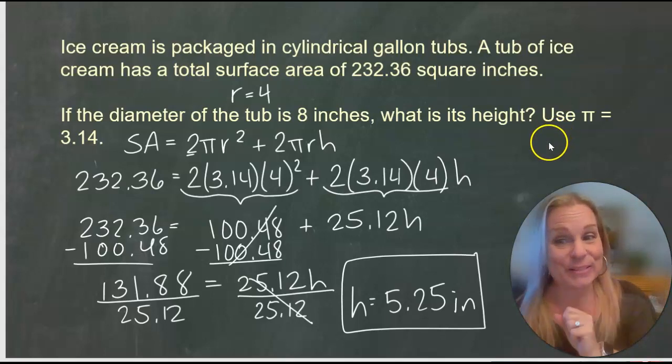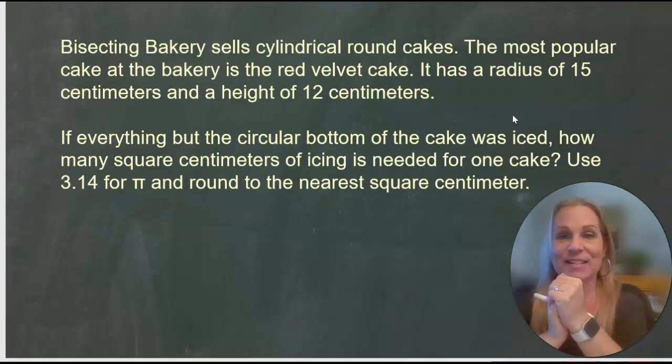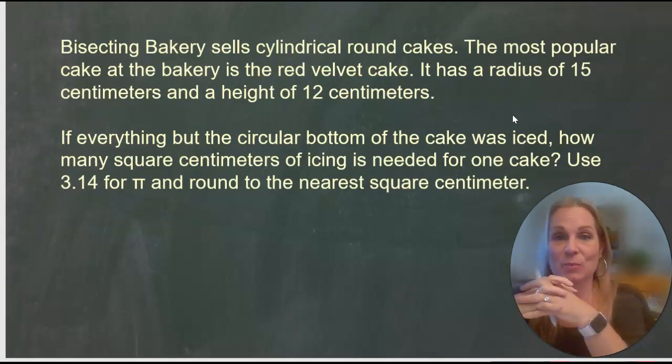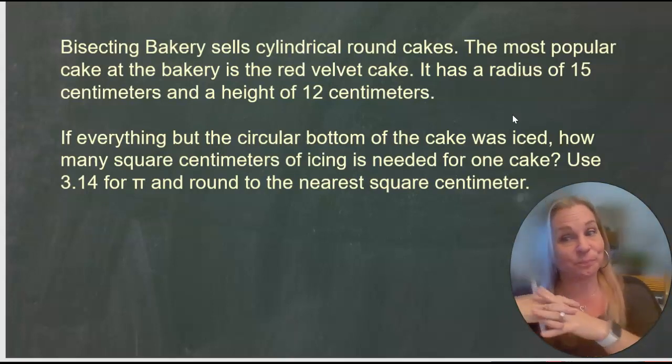All right, one more. All right, we've got Bisecting Bakery sells cylindrical round cakes. The most popular cake at the bakery is the red velvet cake. It has a radius of 15 centimeters and a height of 12 centimeters. Everything but the circular bottom is iced. How many square centimeters of icing is needed?